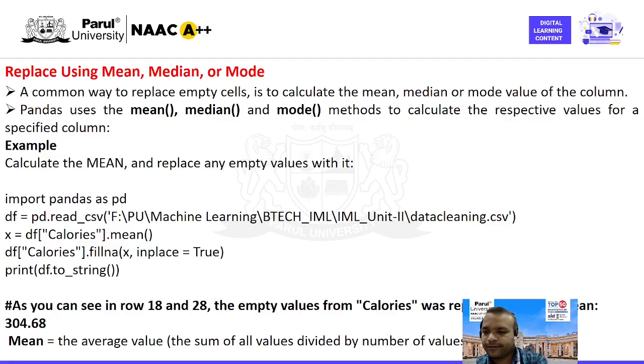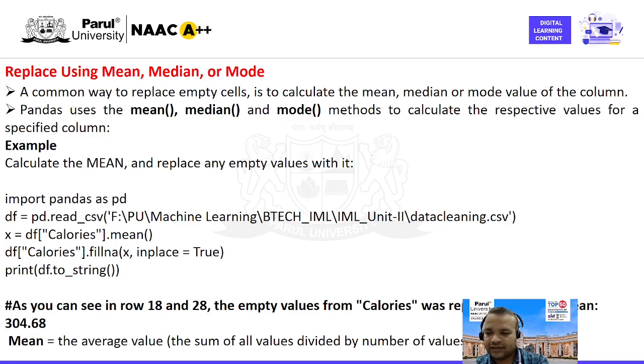Next, we want to see the result, so just use the print function here, print df.to_string(). As you can see in rows 18 and 28 of the data set, I already discussed the data cleaning data set in my previous lectures. You can explore the data cleaning data set. There are four columns, one of the columns is calories, and there are some empty cells.